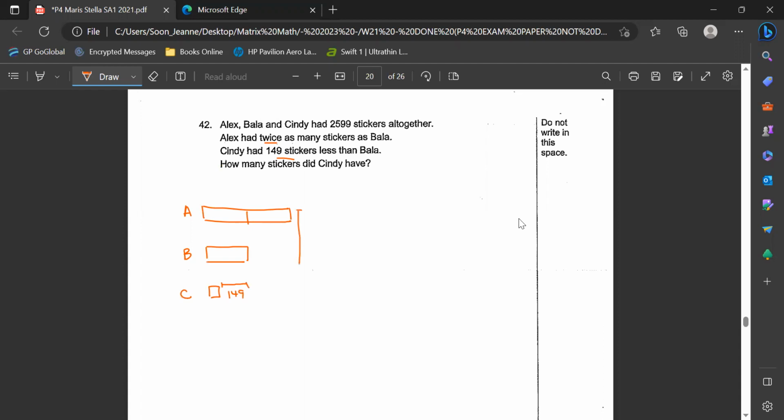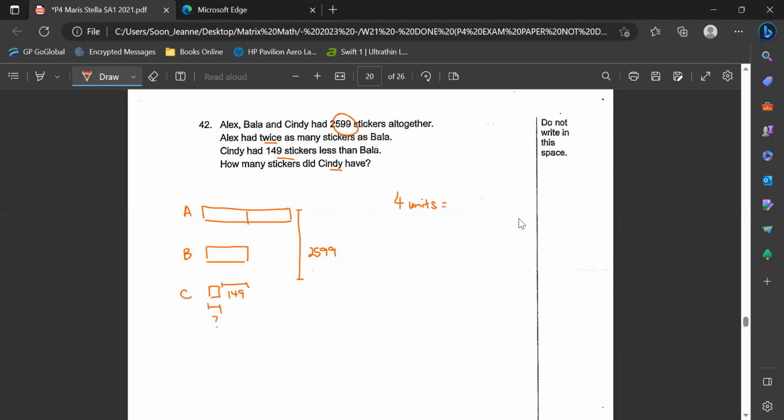You know that the total number of marbles they have is actually 2599. I want to find Cindy. So this is what I'm looking for at the end of the day. If you look at this model, you can see that Cindy doesn't have a specific number of units. So I'm going to make Cindy the same as Bala, 1 unit. So I'm going to add, okay?